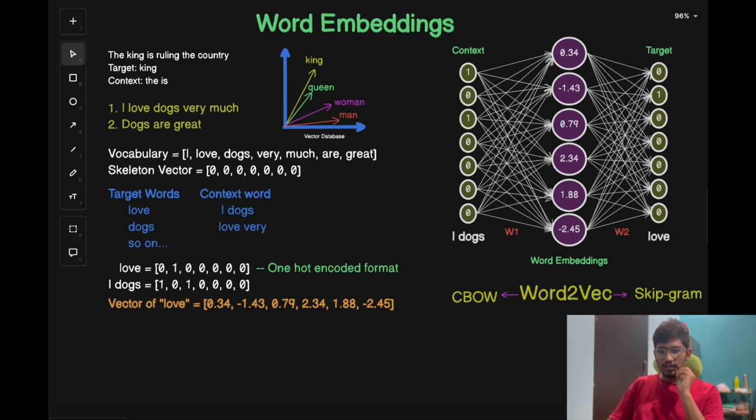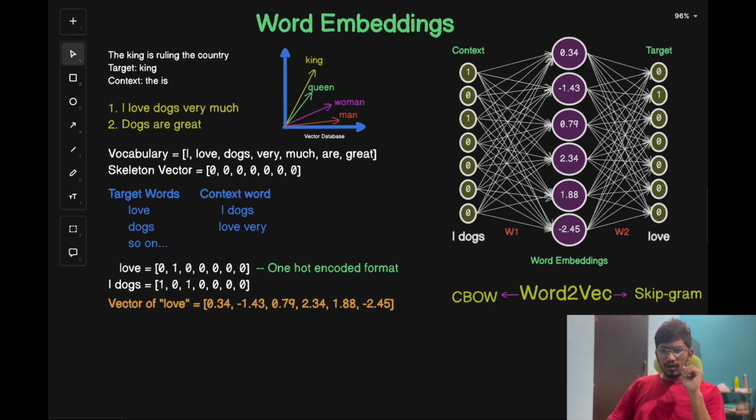Now the skipgram model is just the opposite. It does the opposite. Given a word like king, it tries to predict its surrounding words. So king would be used as the input word, and it will be used to predict the surrounding words like the, is, ruling, etc.